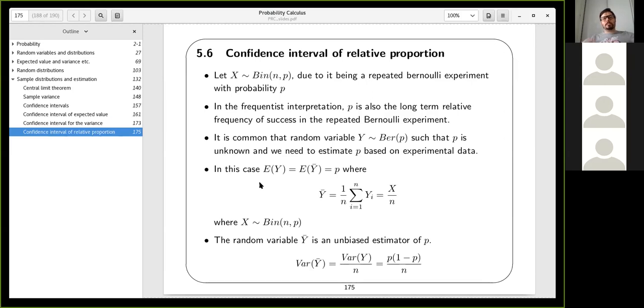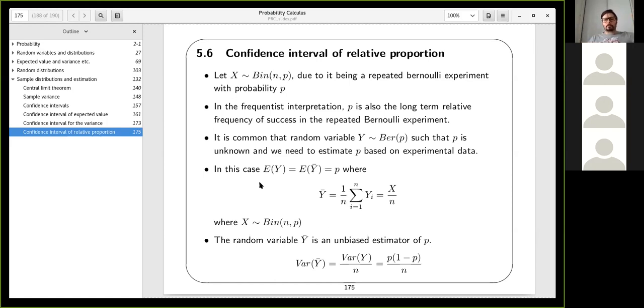And in the frequentist interpretation, P, the probability in this binomial distribution, is the long-term relative frequency of success in this repeated experiment. So if you do it n times, where n is very large, then roughly n times P is the number of times we get it. So the binomial distribution is really grounded on this frequentist approach, and it's really the distribution if we think about it this way.